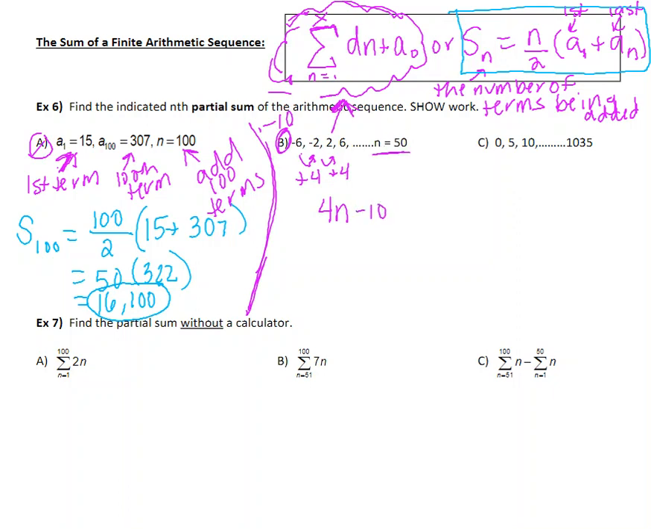And then this number right here, the 50, is what you're adding together. So you are trying to add together the first 50 terms of this sequence. And then remember how to put this into your calculator.